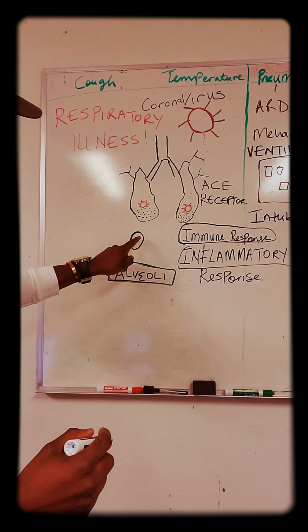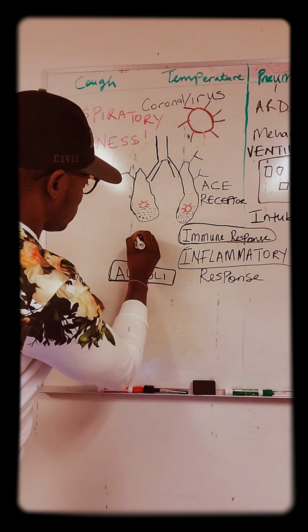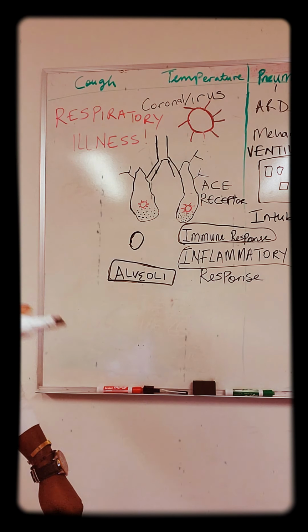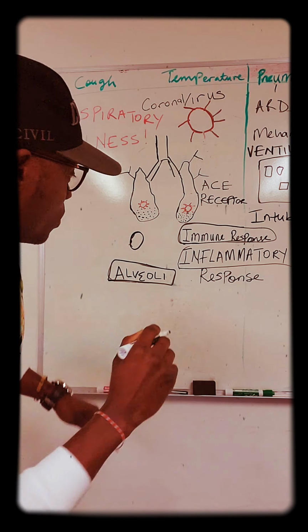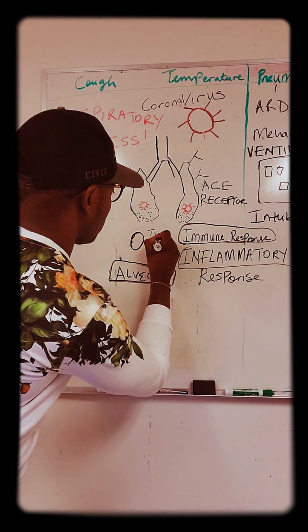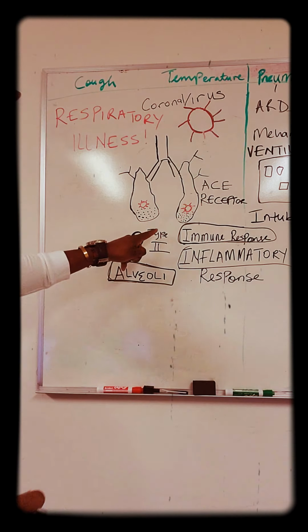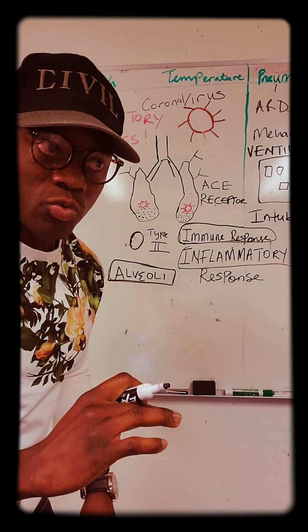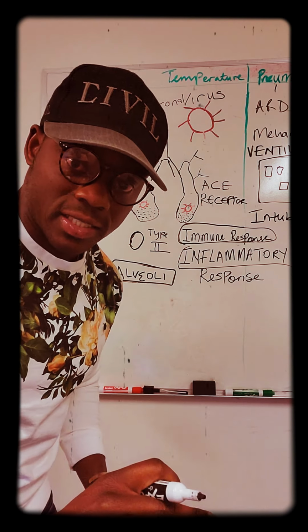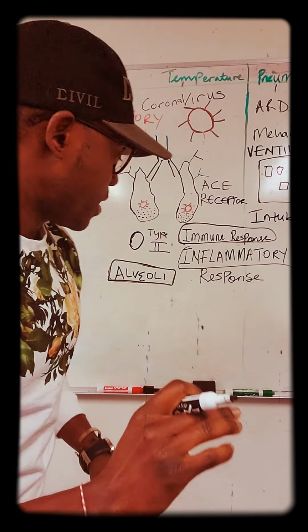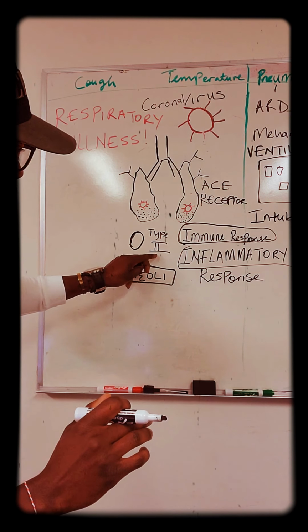This virus attacks that. It attacks a cell inside our alveoli, which is the type 2 cell. Type 2 cell, real quick, produces something we call a surfactant. I'm not going to get into that today.